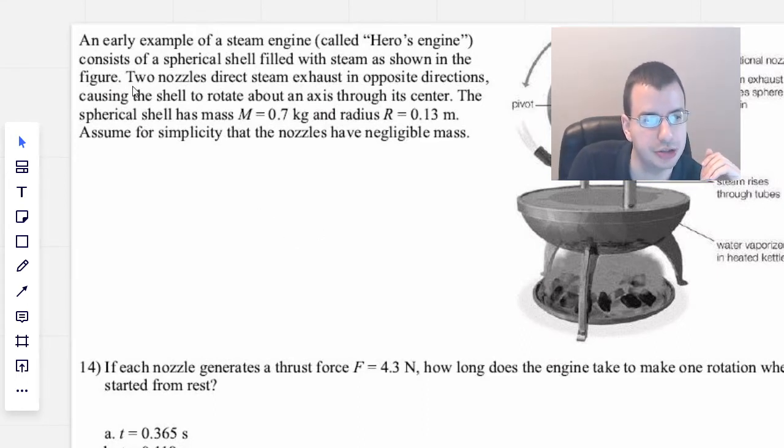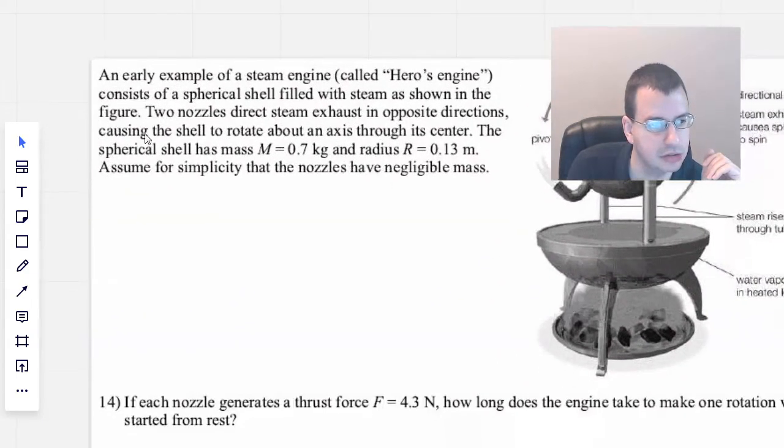Ooh, two nozzles, okay, that's important. Pump, pump, two.